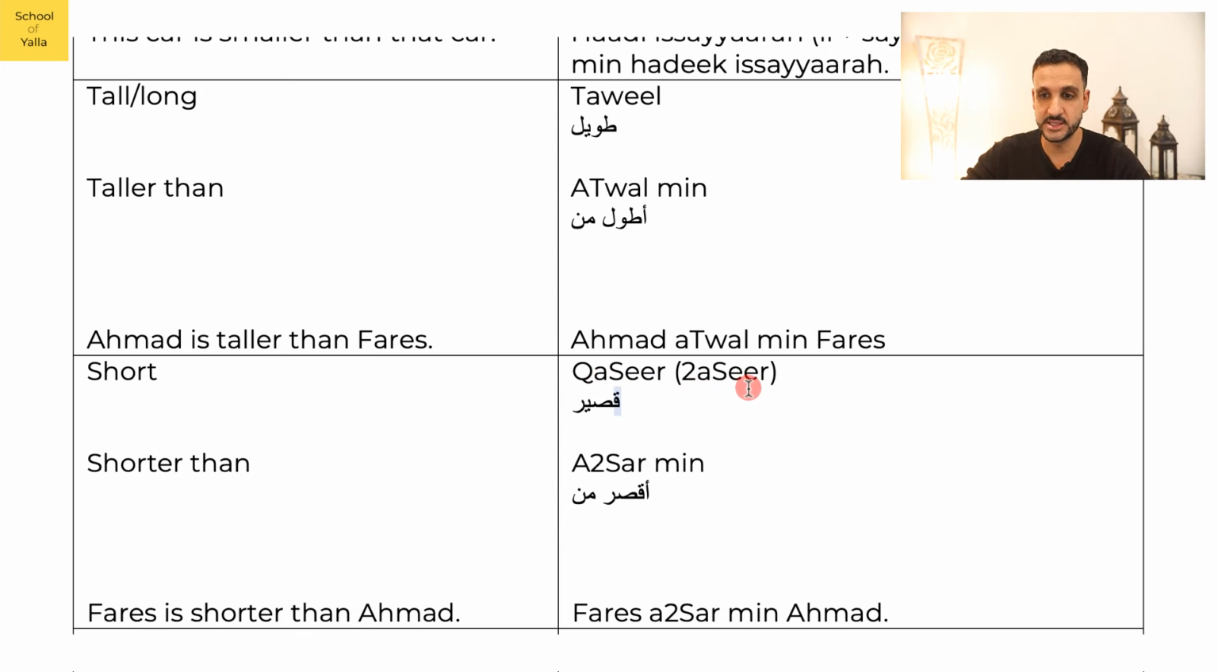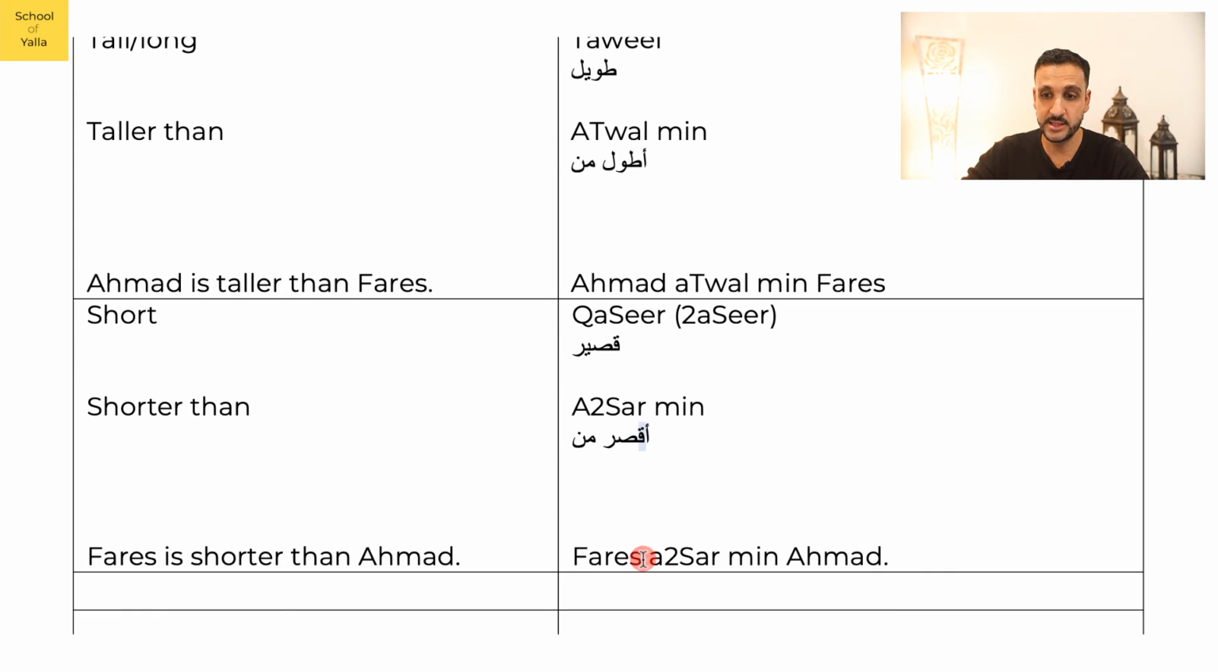So qasir we'll say asir, and then aqsar min. This might be a little tricky to pronounce because there's that stop in the middle. أقصر من. Okay, this is essentially أقصر من, but again the qaf we'll interpret as an a. أقصر من, shorter than. So Faris أقصر من أحمد. Faris is shorter than Ahmed. Again, there's no "is," so I'm just literally saying Faris shorter than Ahmed, and that's perfectly normal. This is correct.